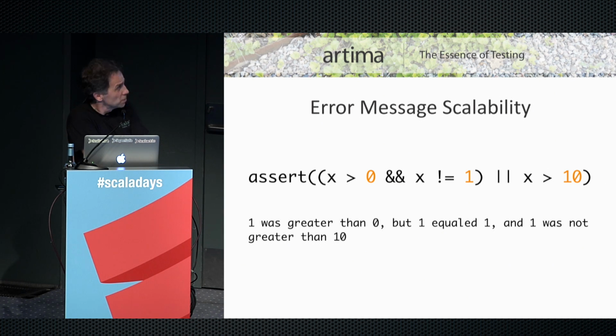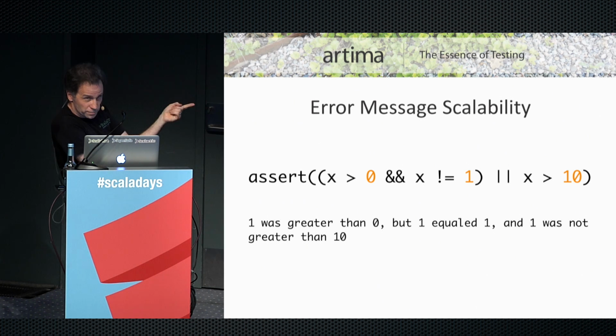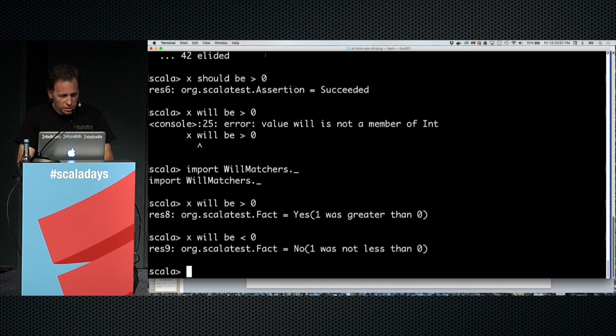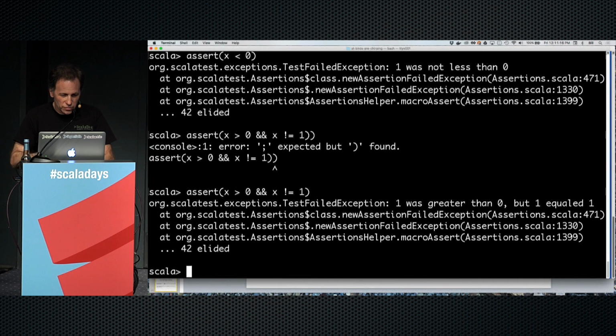And most of the time you don't, but if I just say assert that x is greater than 0 and x does not equal 1, that's actually not too bad. If I say assert x is less than 0, I get a nice error message, 1 was not less than 0. If I say x is greater than 0, which is true, and x does not equal 1, then you still get a pretty nice error message if you get your parentheses right. 1 was greater than 0, but 1 equal to 1. So I can reason about that.